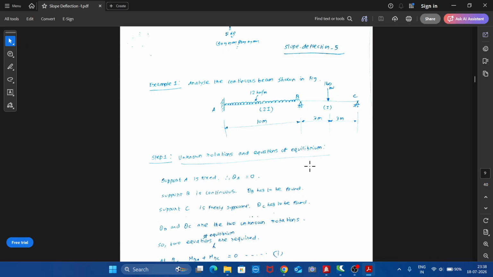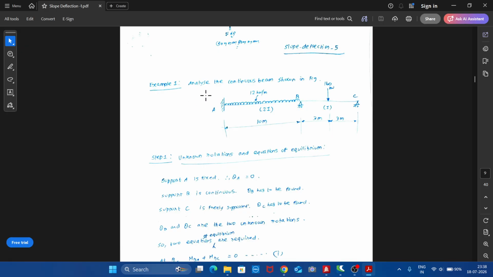In this video, let us see the step-by-step procedure of analyzing a continuous beam by slope deflection method. This slope deflection method is included in the structural analysis syllabus of many universities, so I hope you find that helpful.